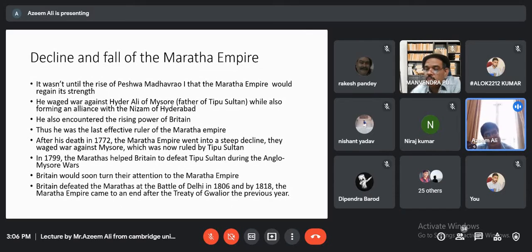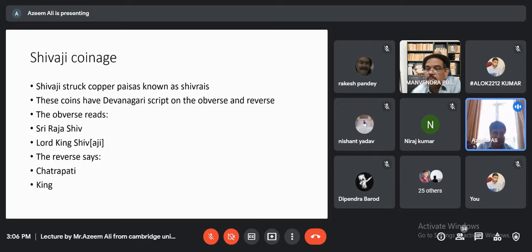After his death in 1772, the Maratha Empire went into steep decline, and they waged war against Mysore, which was now ruled by Tipu Sultan. In 1799, the Marathas helped Britain to defeat Tipu Sultan during the Anglo-Mysore Wars. After Tipu Sultan was defeated, Britain turned their attention to the Maratha Empire. Britain defeated the Marathas at the Battle of Delhi in 1806, and by 1818, the Maratha Empire came to an end after the Treaty of Gwalior the previous year.